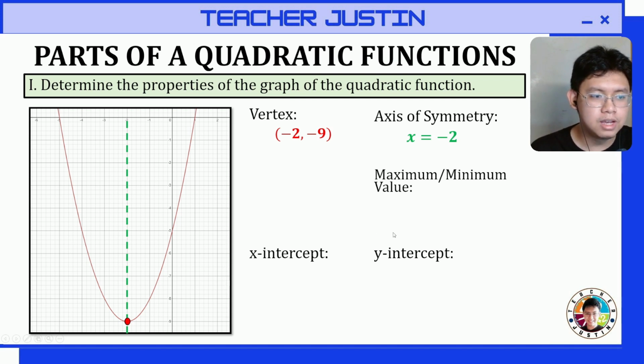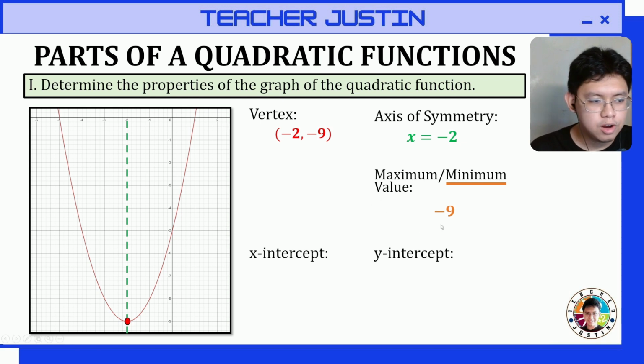Next, let's identify the maximum or minimum value. So, since yung vertex natin is located sa lowest point ng ating parabola, we are looking for the minimum value. So, the minimum value will be the y-coordinate of our vertex. So, yung y-coordinate ng vertex natin is -9.